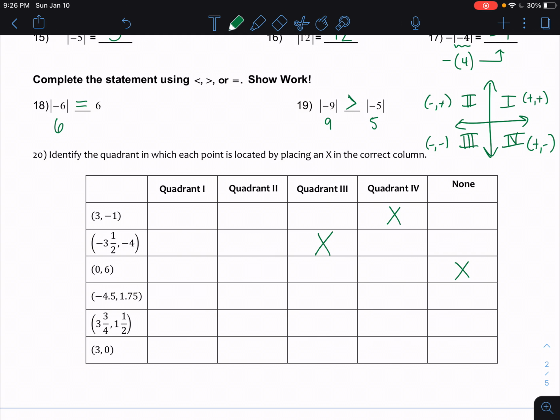-4.5, 1.75 is going to be quadrant 2. 3 3/4, 1.5 is going to be quadrant 1. They're both positive. And then same thing for this one. 3, 0 is on the x-axis, so it is not considered part of any quadrant. So you should have 4, 3, 2, 1, and then 2 that belong in none.